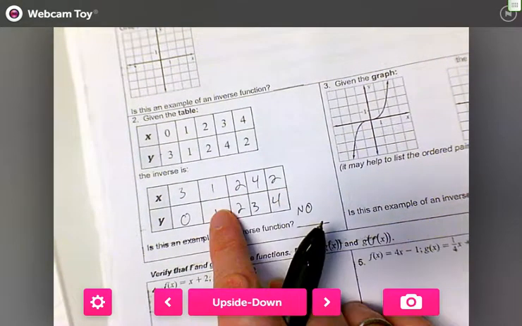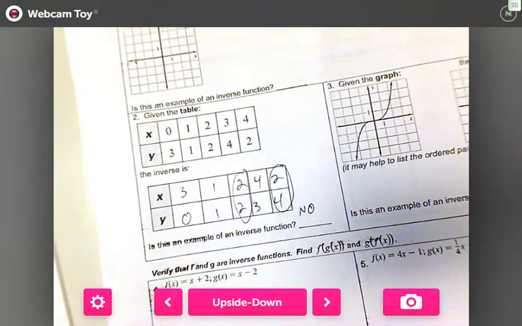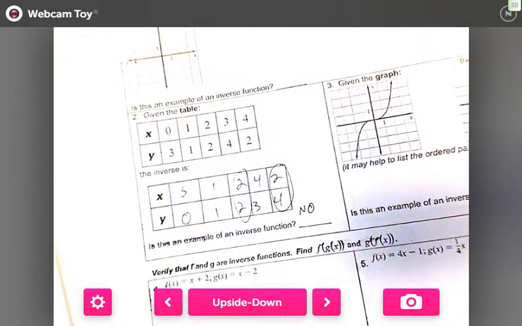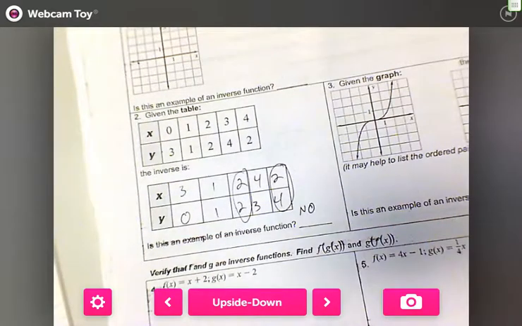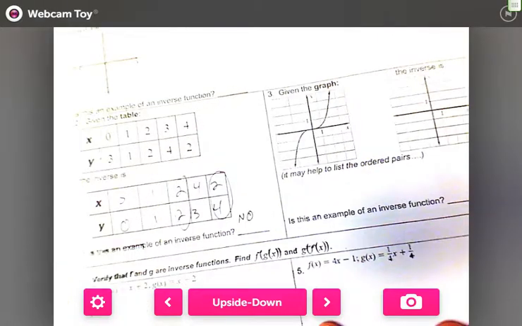Any of these x values the same? Yes. So does 2 have 2 different answers? Yes. We can't do that for a function. So it's still no. It's not a function. 1 and 1, okay, that doesn't matter because there's only 1 in the x values. All right.